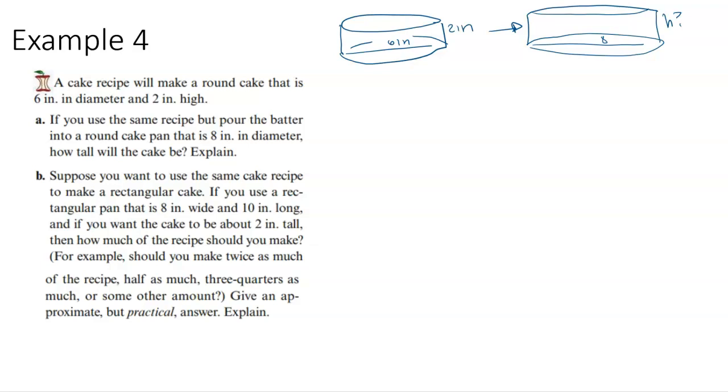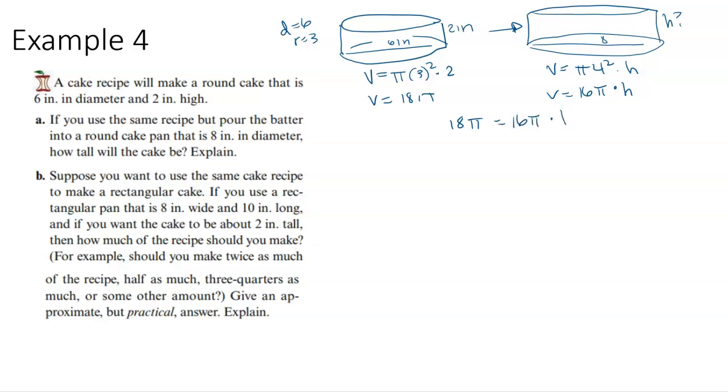So the volume doesn't change, right? So let's see here. The volume here is going to be the area of the base. So remember, the diameter is 6, so the radius is 3. So pi r squared, pi 3 squared times 2. So that's going to be 9 times 2 is 18 pi. And then this volume here is going to be pi, it's 4 squared because 8 is the diameter, times we don't know h. So this is 16 pi times h. Now we know that the volumes are the same, so we can set them equal to each other. It's the same recipe. So we can divide both sides by pi. That's going to cancel out our pi.